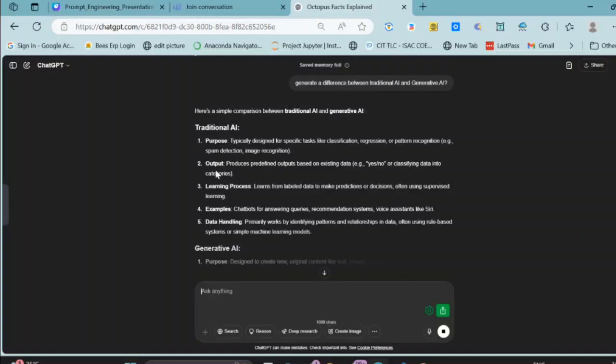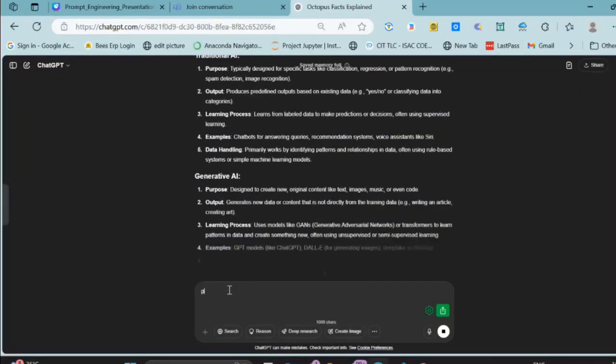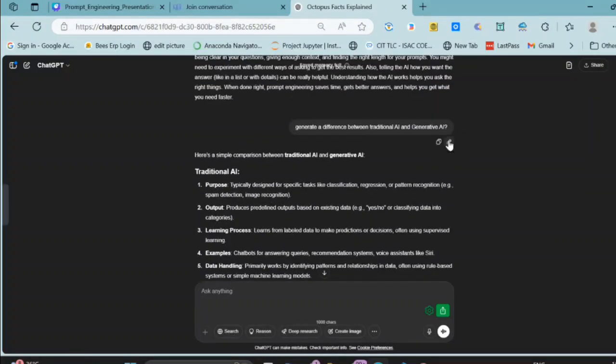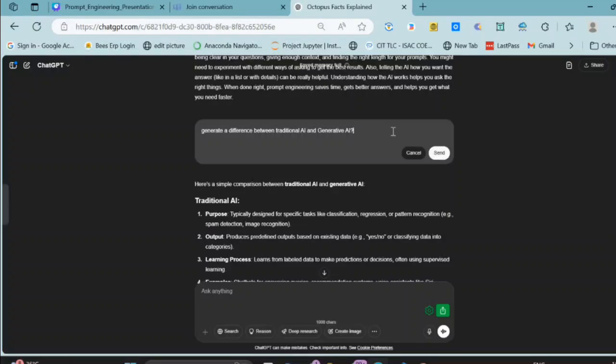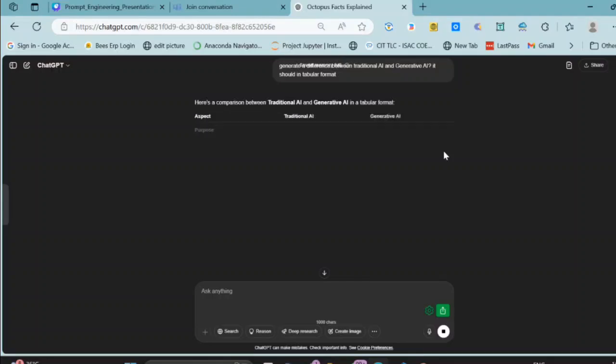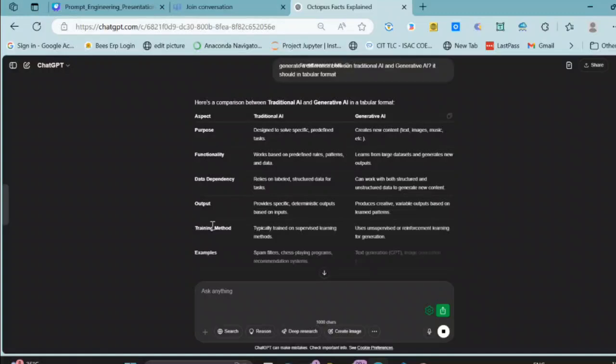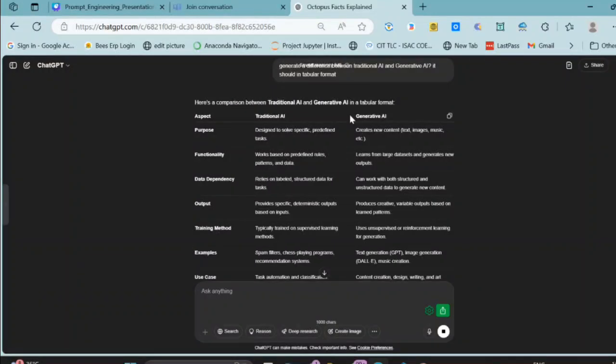Traditional AI, purpose, output, and everything. Okay. Now it's providing it line by line. But I would like to mention that it should be in tabular format, with aspects like purpose, functionality, data dependency, output, training method, examples, and everything. Traditional AI, generative AI.